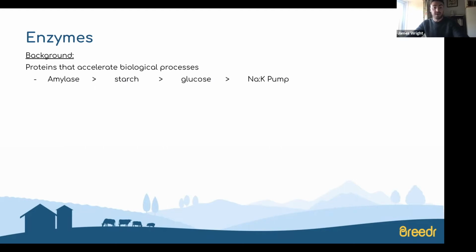An example of that is amylase. Amylase is an enzyme that breaks down starch into glucose, and then that glucose can be pumped into the cell using that pump, and also provide a source of energy for that pump. So really important. And for finishing cattle, as we are fully aware, starch is really key for getting fat cover, but we need to break down that starch into glucose.